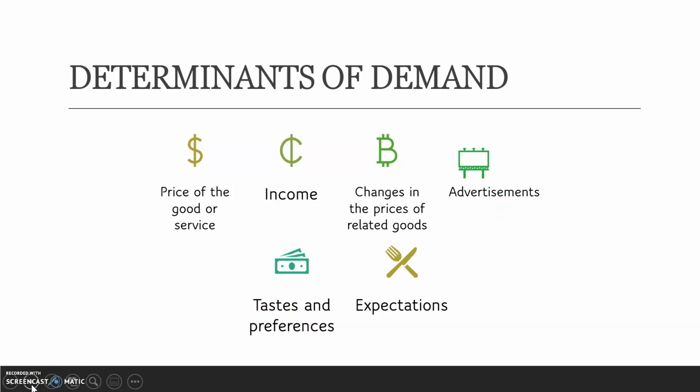So for example, if there is a reduction in consumer income, then consumers would purchase less of a good or service, and so that would cause the demand curve to shift to the left.